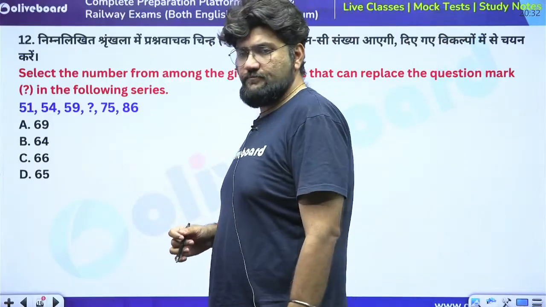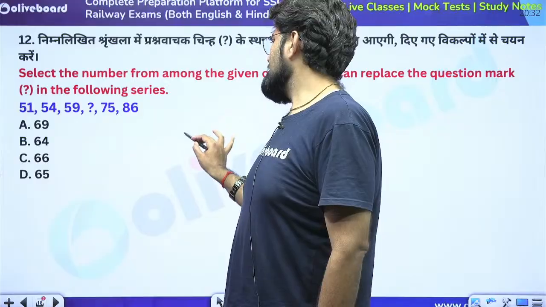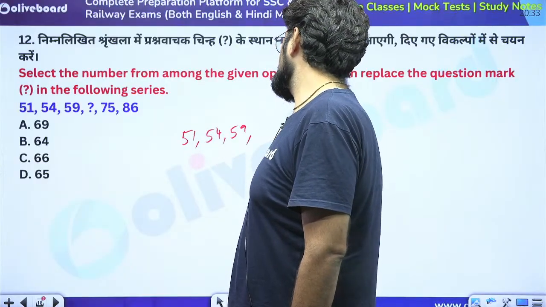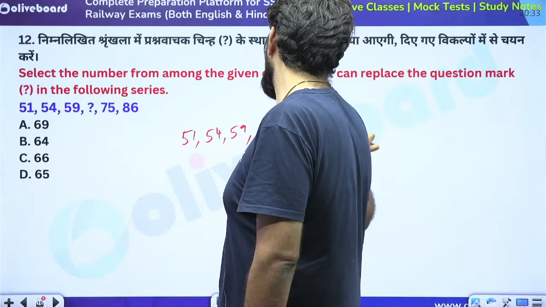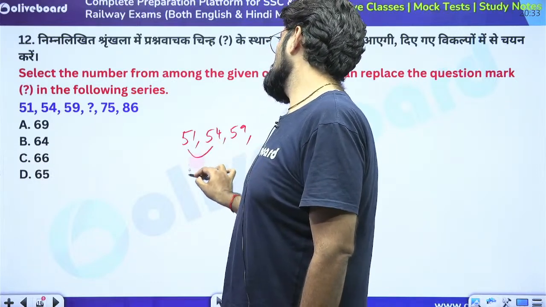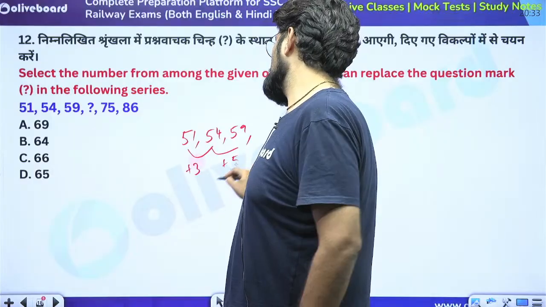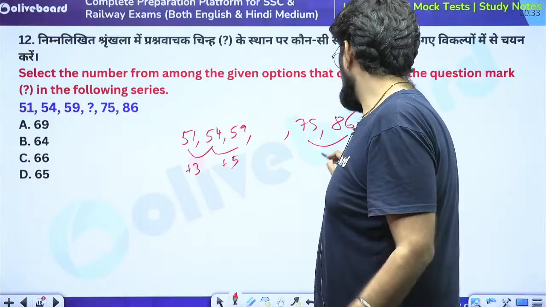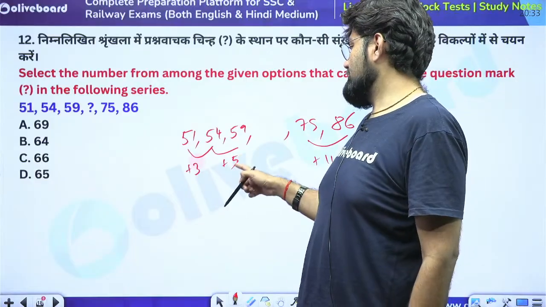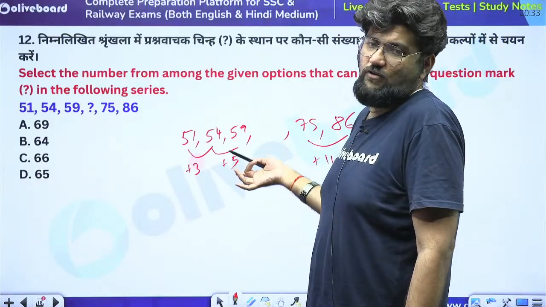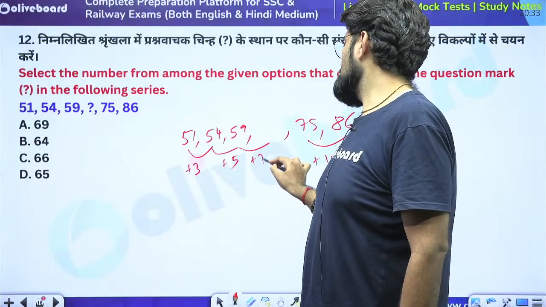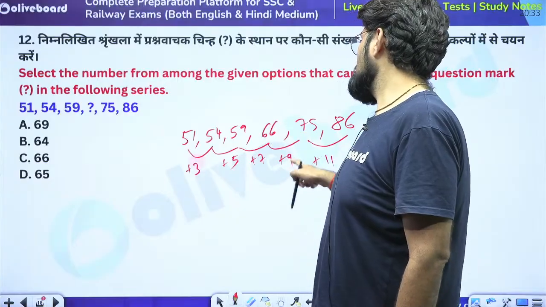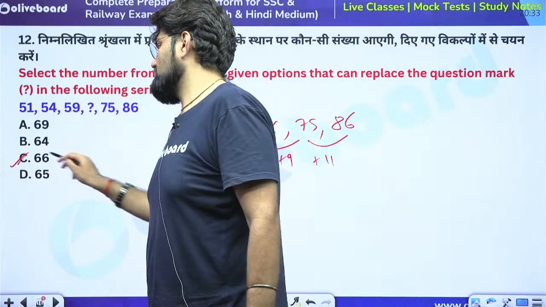What's happening here? Very easy question. See, I'll just write it here: 51, 54, 59, 75, 86. Just check the difference. This is plus 3. This is plus 5. And this is plus 11. So 3, 5, there have to be two numbers here. So perfect odd numbers: plus 7, plus 9. That's how it should work. 59 plus 7 is 66. Plus 9 is 75. So 66 is my correct answer. Cool.